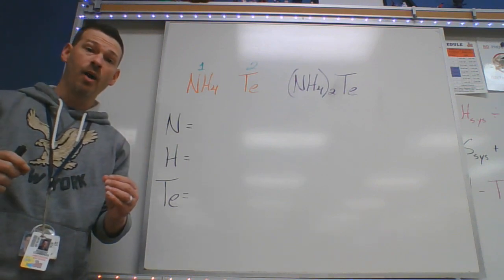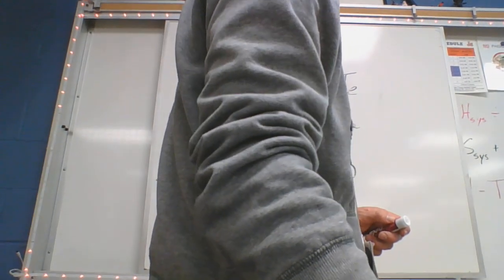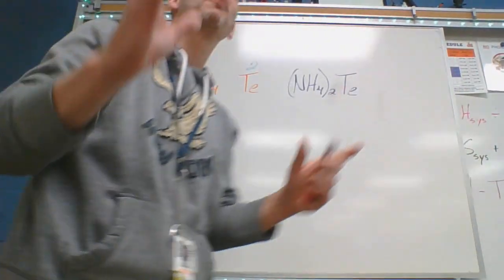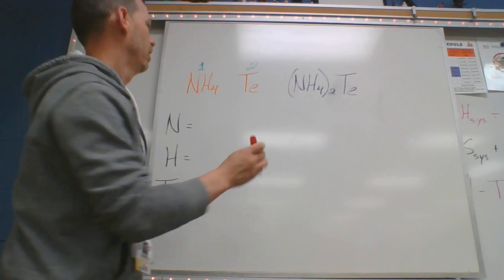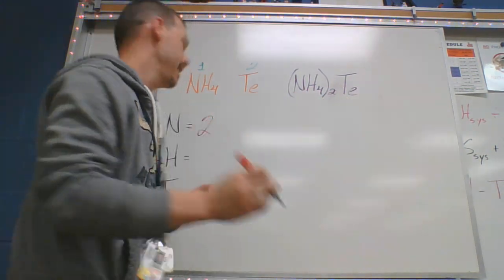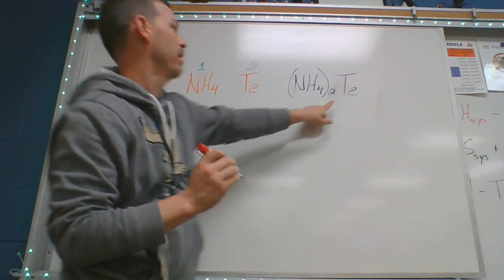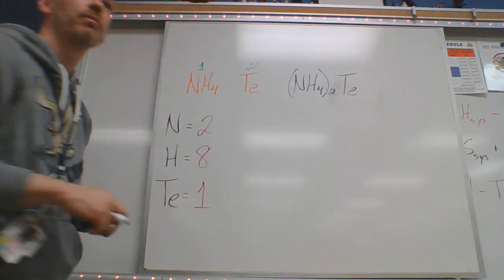Now we count. How many are there of each? Let's see if anyone's in the mood to do it. Cluster six, seat one, it found you. Hey, 6-1, help me out. How many nitrogens are there? And how many hydrogens are there? 8. And how many telluriums are there? Perfect. Everybody okay with those red numbers?